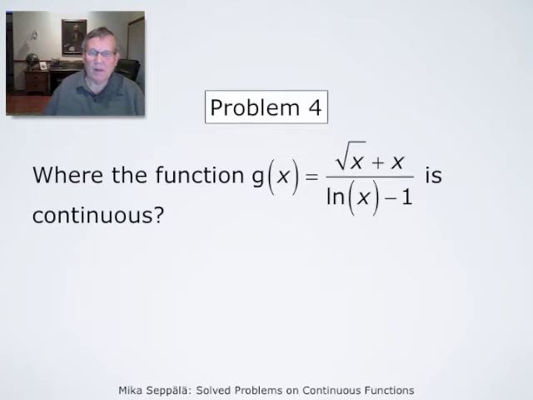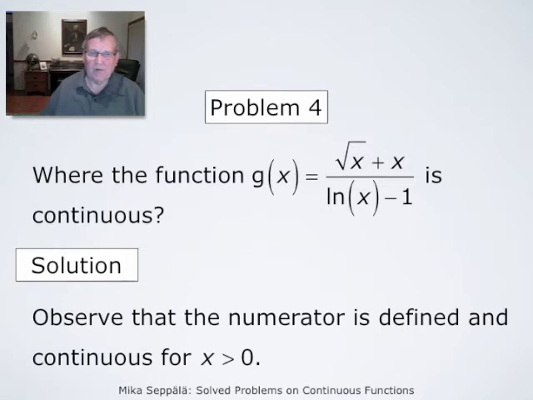In this problem, we consider the function g of x, which is defined by setting g of x equals square root of x plus x divided by ln of x minus 1. And our task is to figure out where this function is continuous. So first we have to figure out where it is defined. The numerator, square root of x plus x, numerator is what is the upper part of this fractional expression. This is defined when x is greater than or equal to 0.